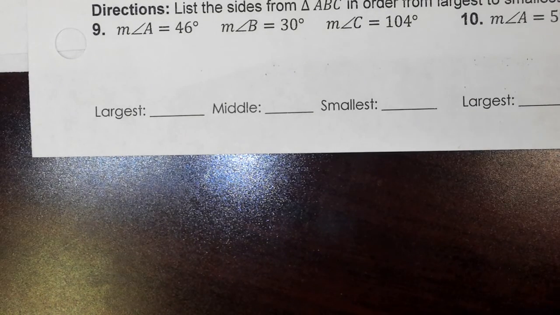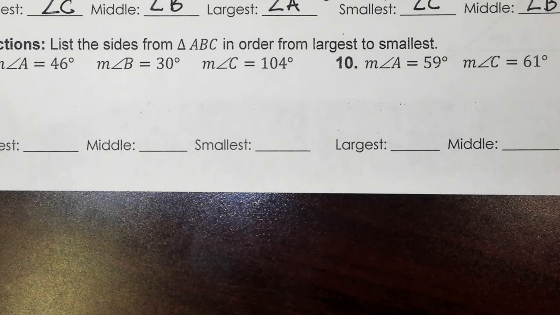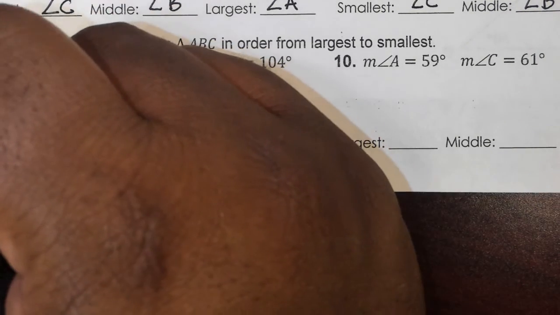Now, you need to pay attention. Sometimes they'll ask you to go largest to smallest. It don't matter. You can do whatever you got to do. For example, down here, they switching it up. They asking for the size now, but instead of saying smallest to largest, they're saying largest to smallest. So it said list the sides from triangle ABC in order from largest to smallest. Draw myself another quick triangle.